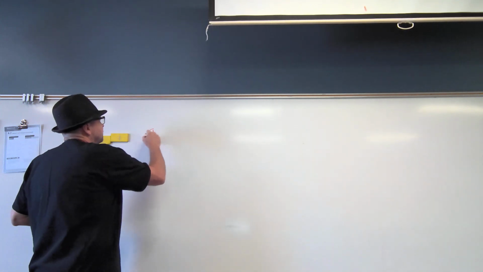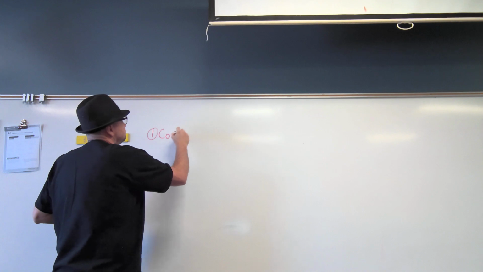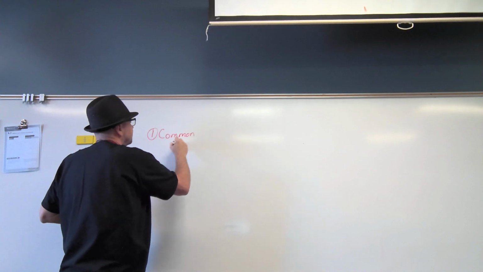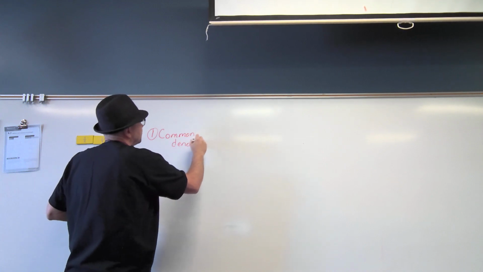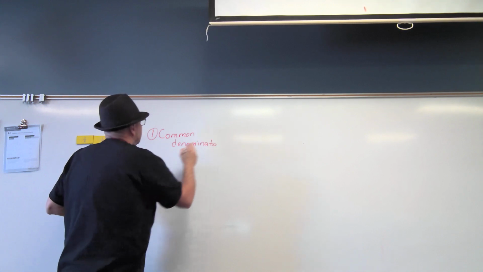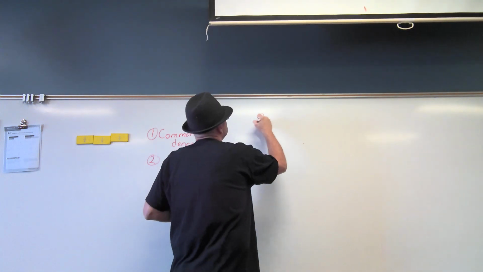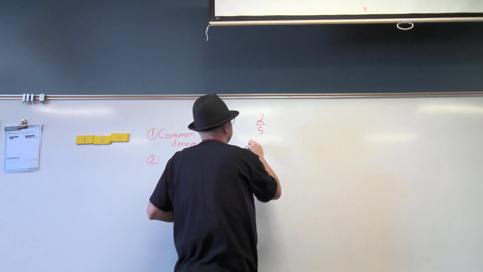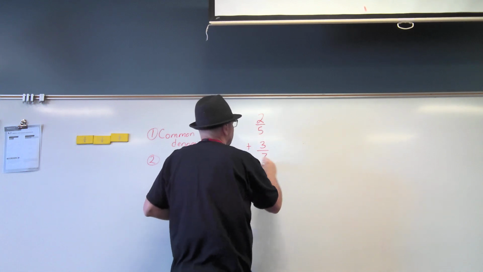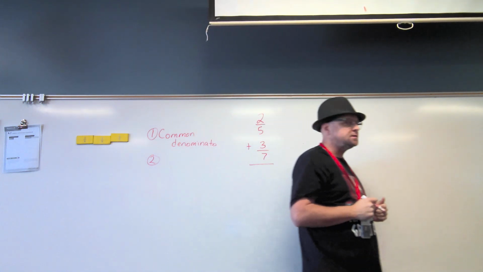So the first thing we have to do is have a common denominator. Okay, so we first have to have a common denominator. So let's look at this problem: 2/5 plus 3/7.